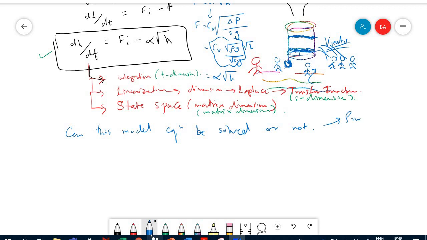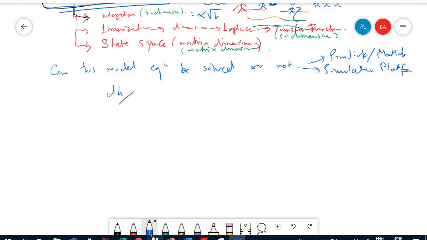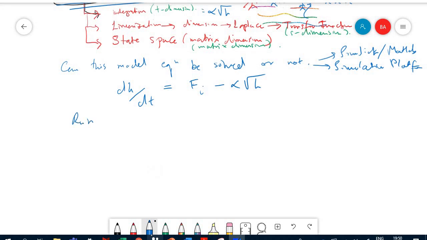So if you put this into Simulink or MATLAB, whatever, in a simulation platform, can it be solved or not? Can this equation be solved or not? This equation, I'm going to write it again: dH by dt is equal to Fi minus alpha square root of h. So can this equation be solved or not? A good question. And to do this, we need to run a degree of freedom analysis.